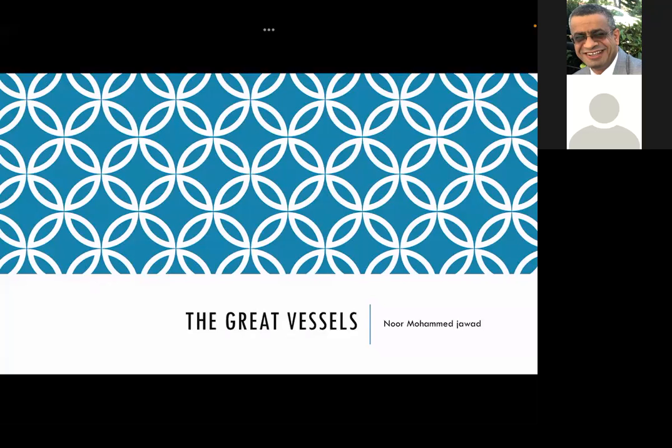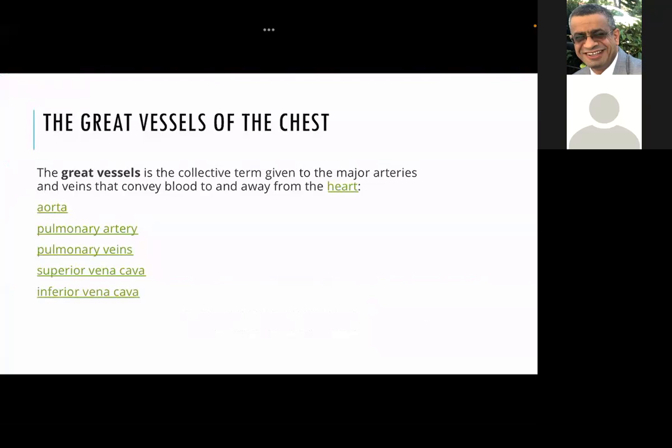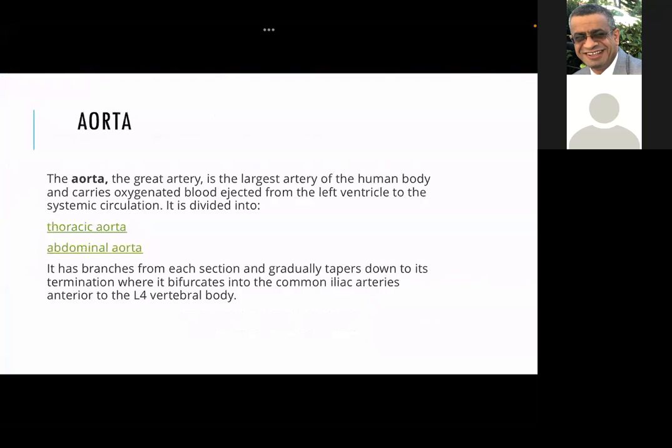My presentation today will be about the great vessels of the chest. The great vessels is a collective term given to the major arteries and veins that convey blood to and away from the heart. The great vessels are the aorta, pulmonary arteries, pulmonary veins, superior vena cava, and inferior vena cava.